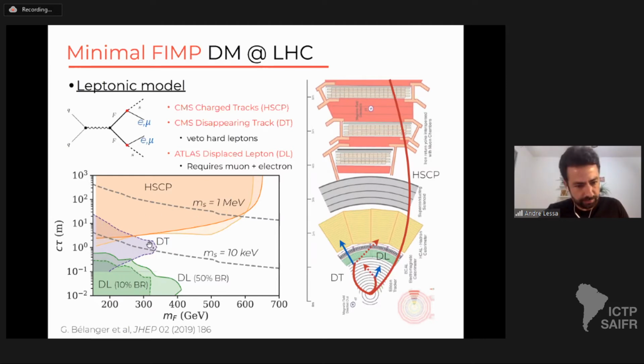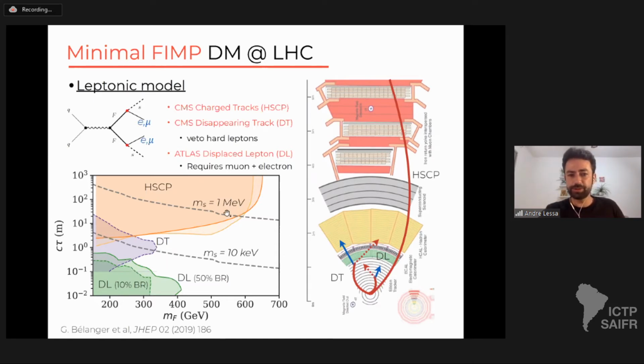Then there is some small corner here that can be tested by the disappearing track search, but under the assumption that this lepton is really missed, which is not a given here. And then in this region, which is not really well motivated, we could test this scenario with the displaced leptons. Right? But one of the points here is that these searches were not intended to test this specific scenario. They consider completely different scenarios, so they are not optimal.